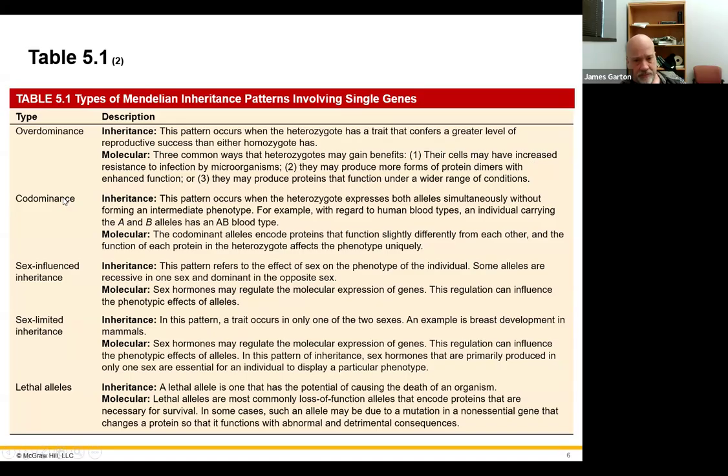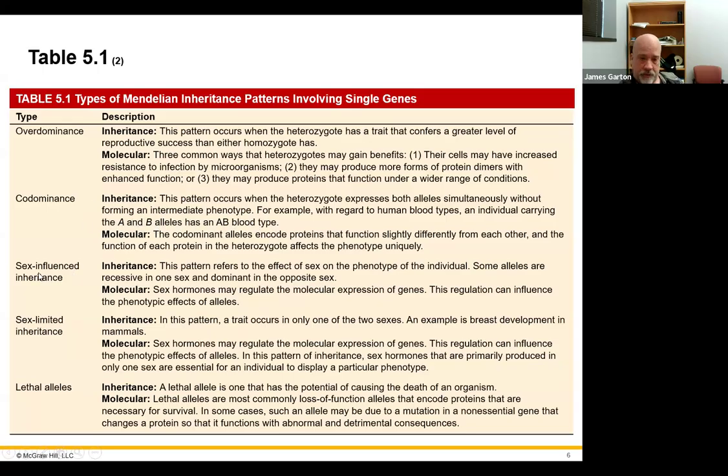And then you have codominance. This is the famous ABO blood typing in humans. You could have alleles I superscript A, I superscript B, and little i, and the A and the B are dominant to the little i. If you have both the A allele and the B allele, you have AB blood type, and essentially you have both blood types A and B.